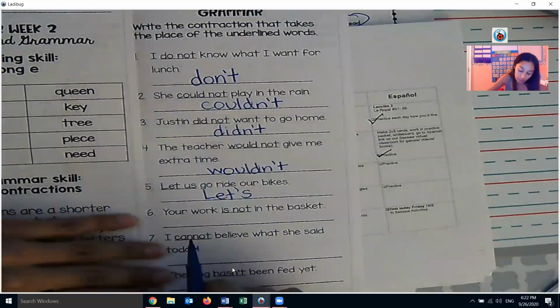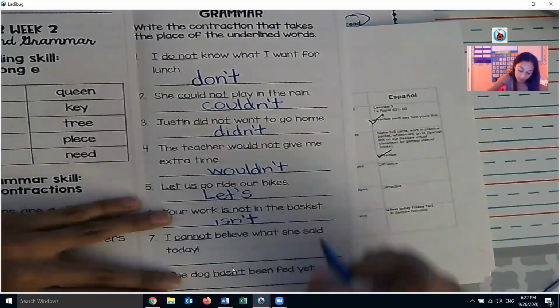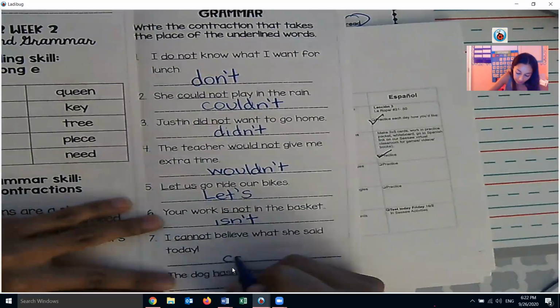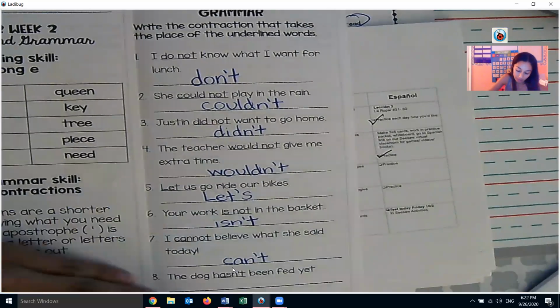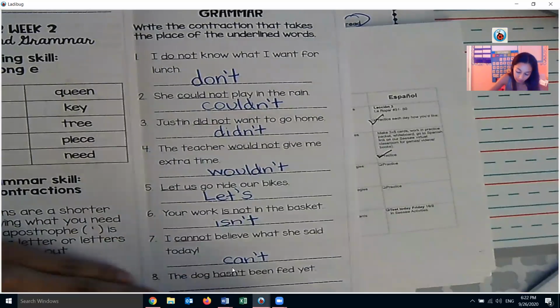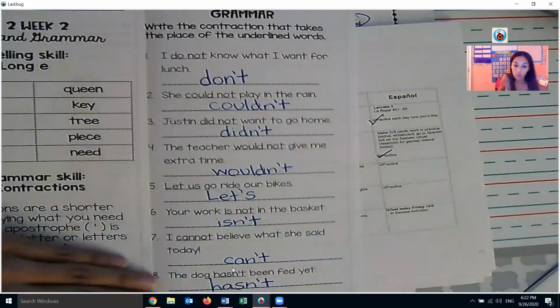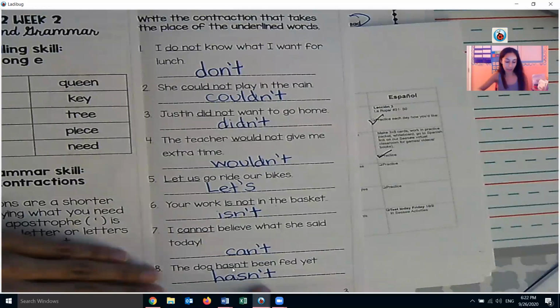Your work is not in the basket. Your work isn't in the basket. I cannot believe what she said today. I can't believe what she said today. The dog hasn't been fed today or yet. And this one's actually already shortened, so we can just rewrite it. Hasn't. It's already shortened there. The long version would be has not. The dog has not been fed yet, but it's already a contraction, hasn't.